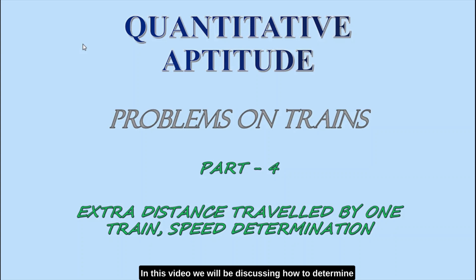In this video, we will be discussing how to determine the speed when the faster train crosses the slower train, and also we will be discussing how to determine the distance, time taken and speed when one train travels extra distance compared to the second train.